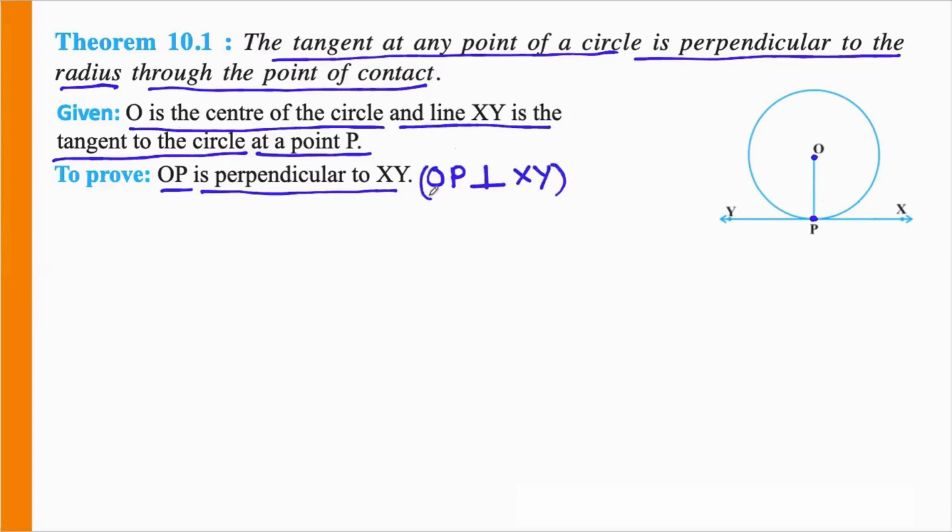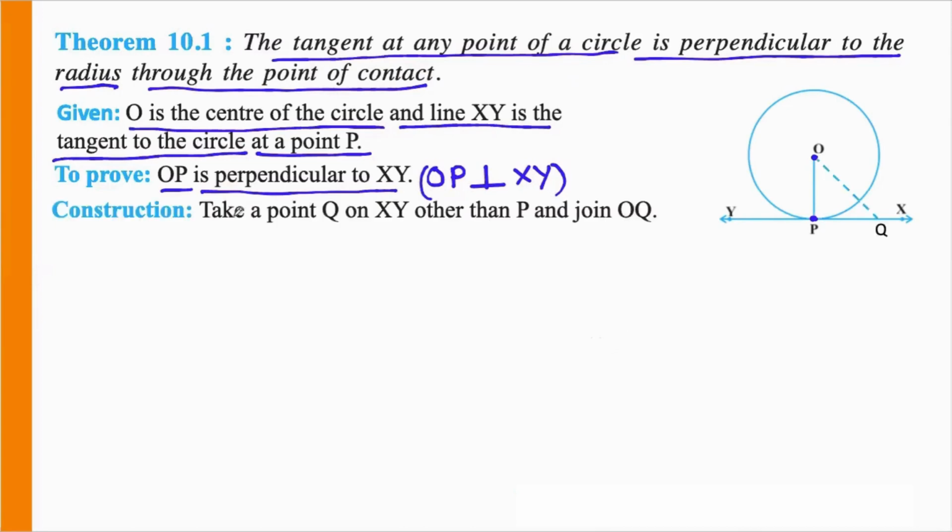For this, we will have to do some construction. So let us take a point Q on XY. We take another point Q on XY other than P. That means Q is not the point of contact, it's some other point. And now we join OQ.